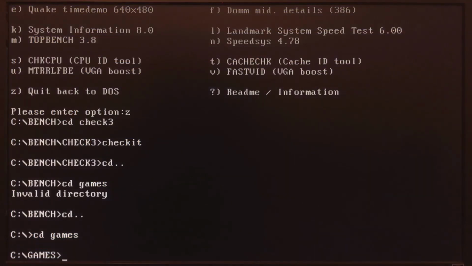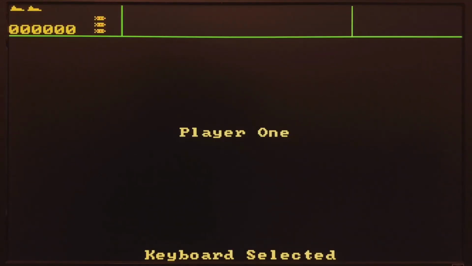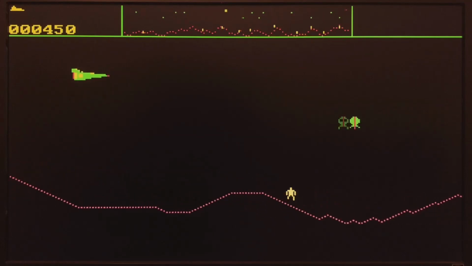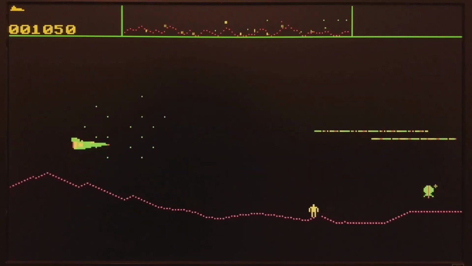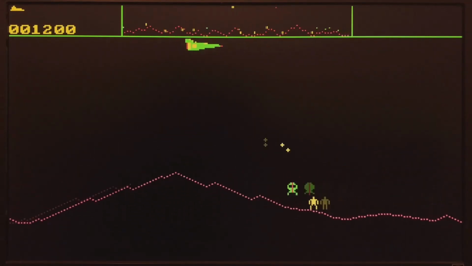So now time to check some games. And I have disabled the turbo again, so we are at 2.5 MHz. Let's see Round 42. And yeah, this is slow. Very slow. So next is Defender. And yeah, I don't know, this is definitely slower than it should be. But this is the only way I can play this game, it's too hard.